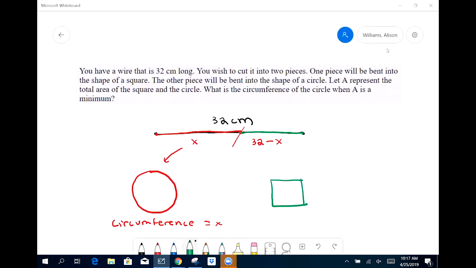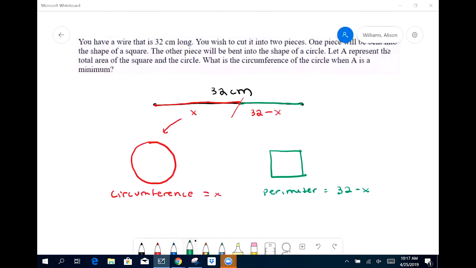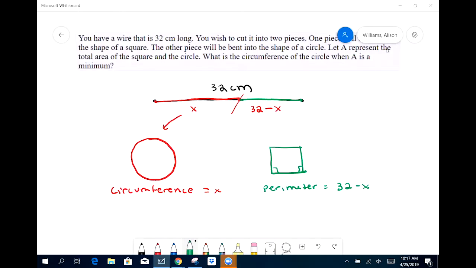Now for this one, the outside or the perimeter is 32 minus X. Oops, perimeter is not spelled with an E at the end. 32 minus X. Now because this is a square, all of these sides are equal. We've learned that, which means that if I take 32 minus X and divide it by 4, that's going to give me the length of a side. So one side is going to be 32 minus X over 4.